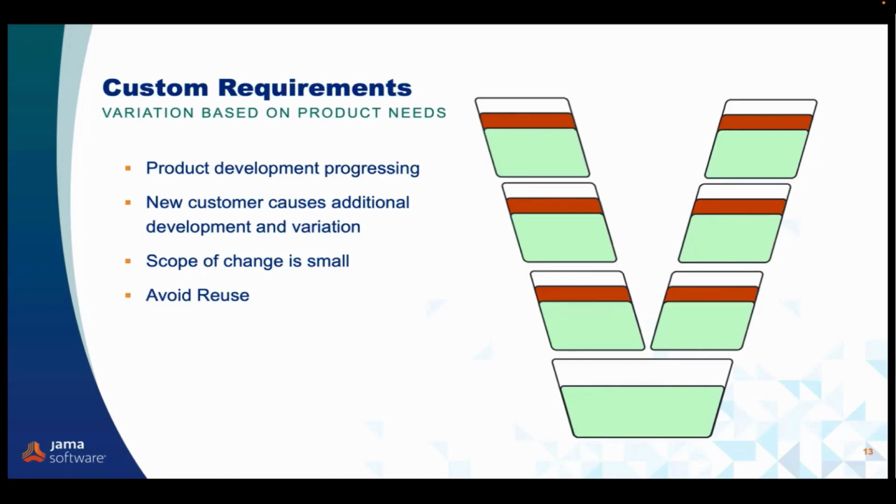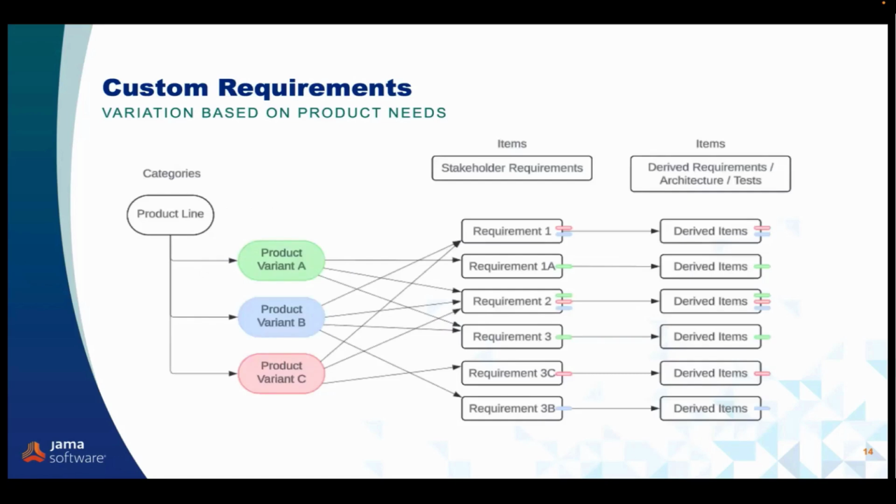Also, you might still be able to make use of much of the testing that is in place for anything that is not interfaced with the components that have changes. For this reason, our strategy would be to keep those products together in a single superset project and use a mechanism within Jama called categories to indicate the variation.